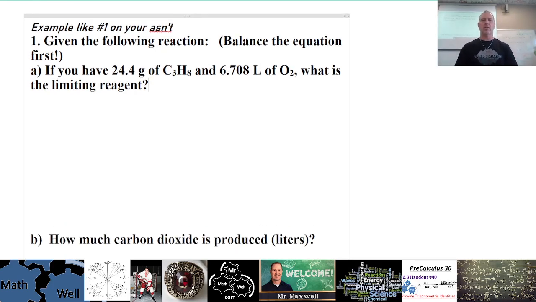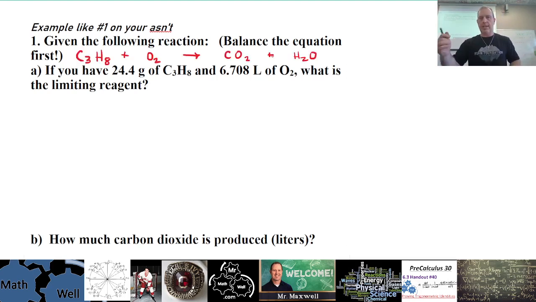So given the following reaction, balance the equation first. Okay, well, maybe this is all we're given here. All right, there it is. It is in your assignment. So this is it right here. So we have C3H8 burning in oxygen, okay? Produces carbon dioxide and water.